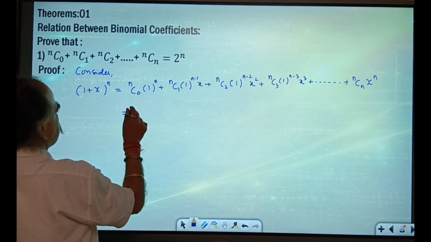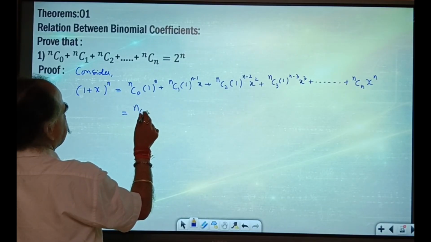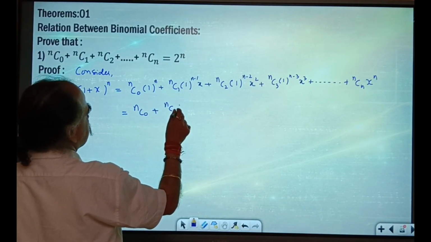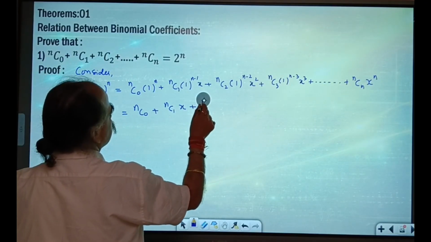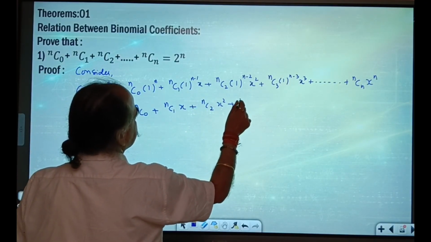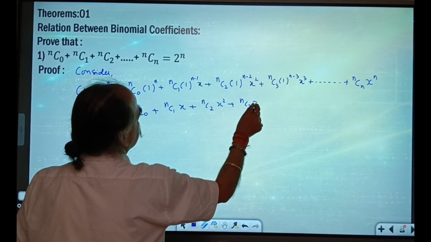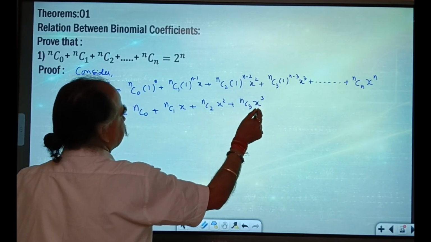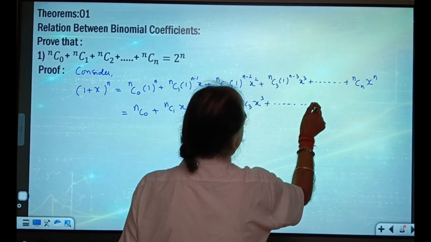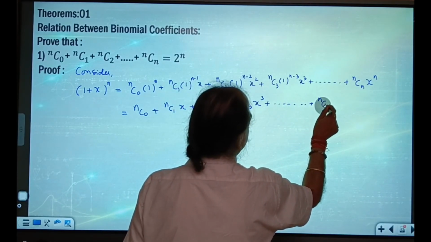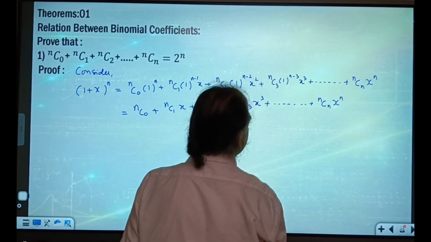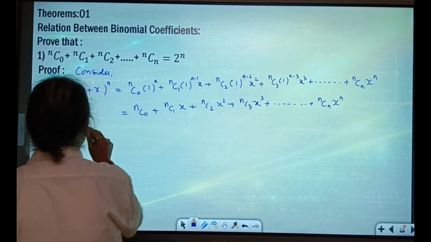which is nothing but nC0 plus nC1 x plus nC2 x square plus nC3 x cube plus nCn x raised to n.